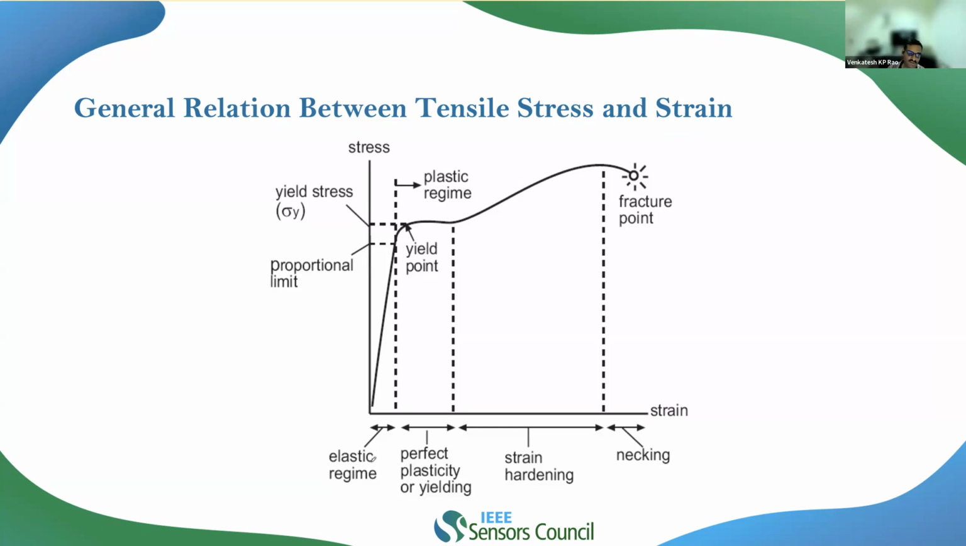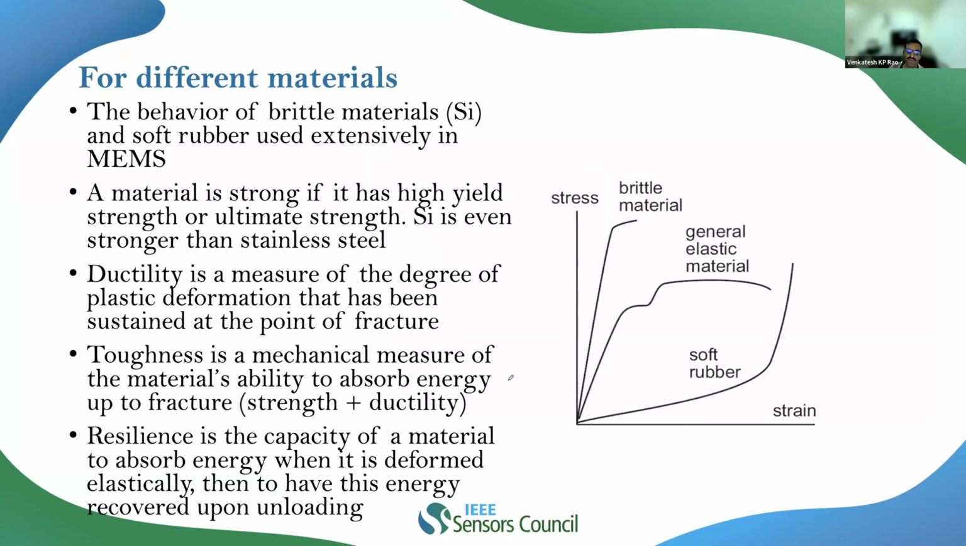Here you can see that till the proportional limit, it indeed is a straight line. And if you take up different materials, you do get a different stress strain curve. If you take up a brittle material, for example silicon, this could be the typical stress strain curve that you get. If you take up steel, this is what you will typically get.